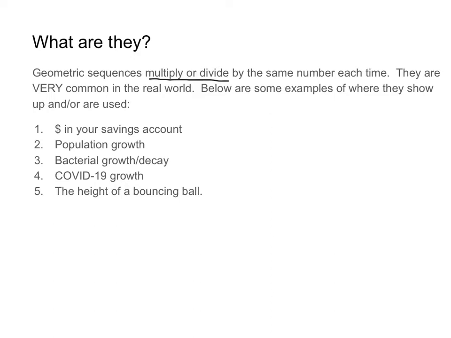So, money in a savings account, population growth, bacterial decay. Obviously, a big one right now, coronavirus, the growth of the number of cases is generally thought to be an exponential function, which would be a geometric sequence. Last one, the height of a bouncing ball. So a ball that starts up here, you drop it, it bounces. Those heights, each time, are going to follow a pattern of dividing by the same thing every time, depending on the type of ball you have. Okay, so that's where some of these show up. Obviously, there's lots of other places.